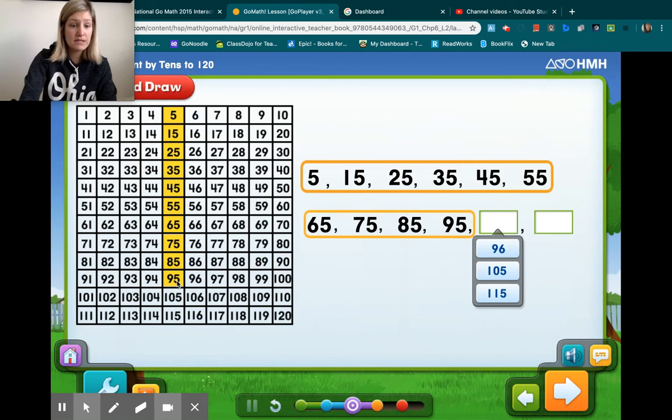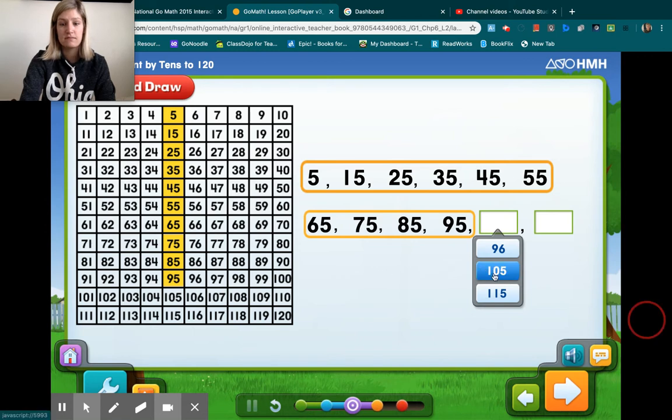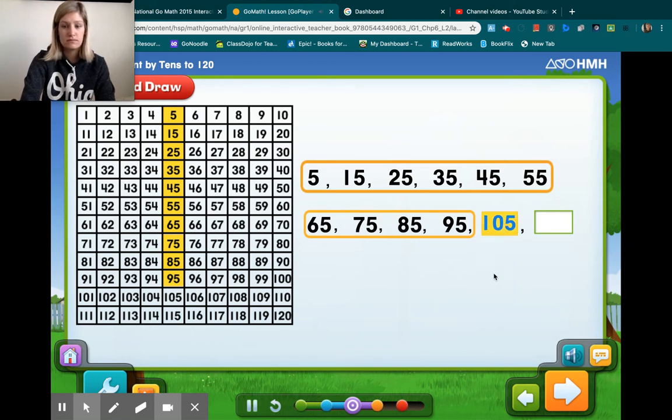Well, let's go down and see. That's the number 105. So let's find it over here. That's right. The next number is 105. Continue counting by tens. What's the next number?